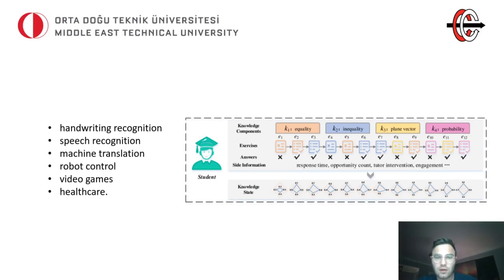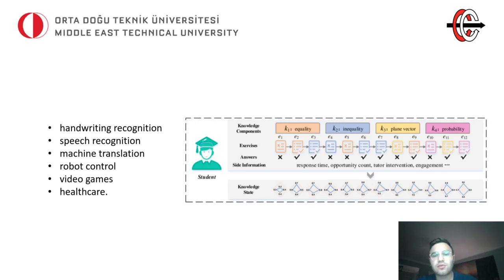Bayesian knowledge tracing was used in previous years, and deep knowledge tracing emerged with the development of deep learning. It basically predicts the student's learning state, learning level, by looking at the sequence of students' answers to exercises. It simply predicts the probability of answering the next question correctly for that student.